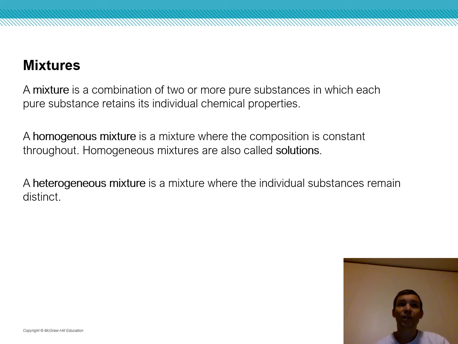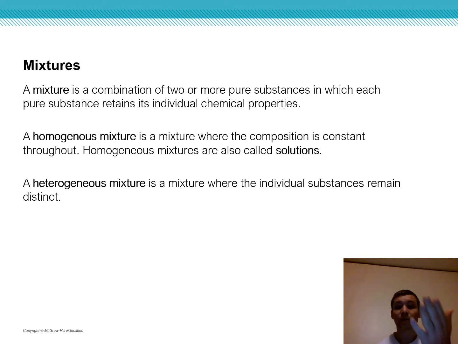Compounds are things made of two or more elements, and then they are chemically combined, cannot be separated by physical means. They're usually in a fixed ratio, and they have properties that are different from the things that they are made up of. And that's going to be another real big difference between the pure substances and the mixtures.